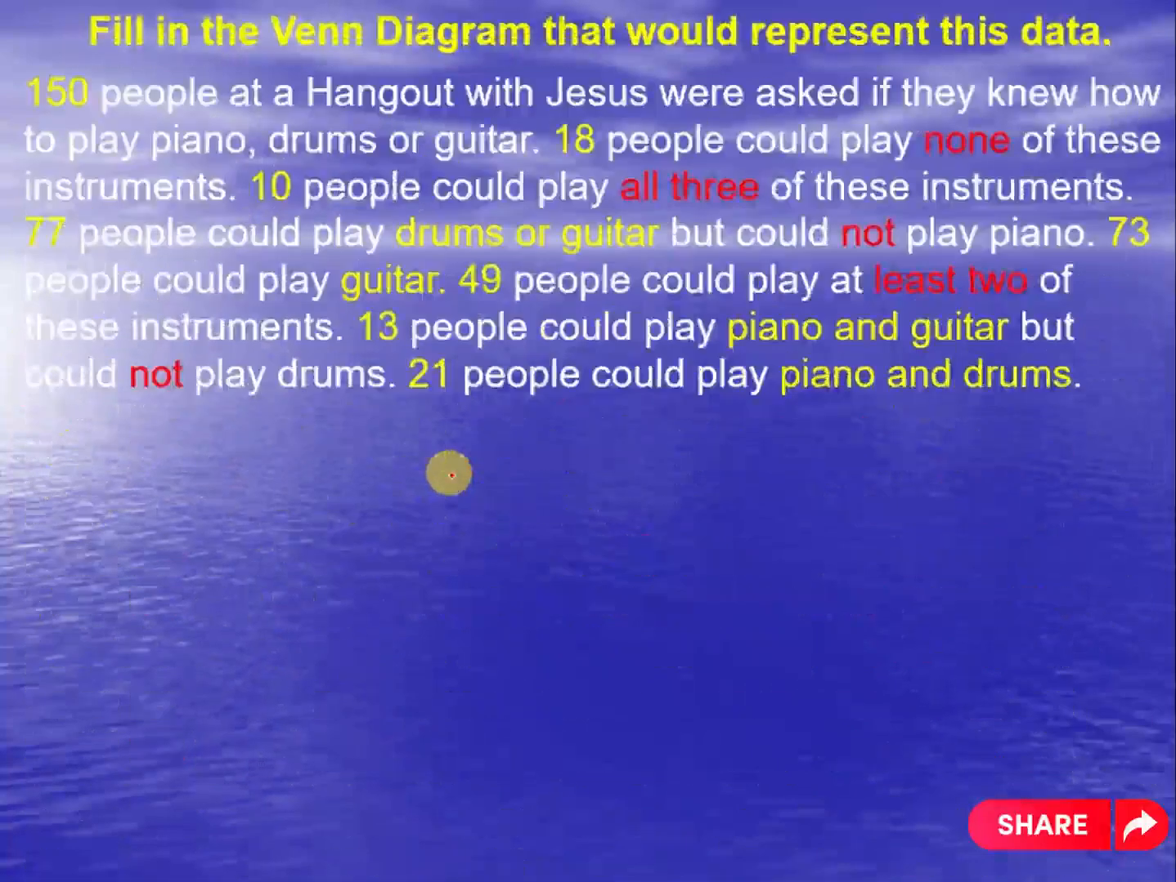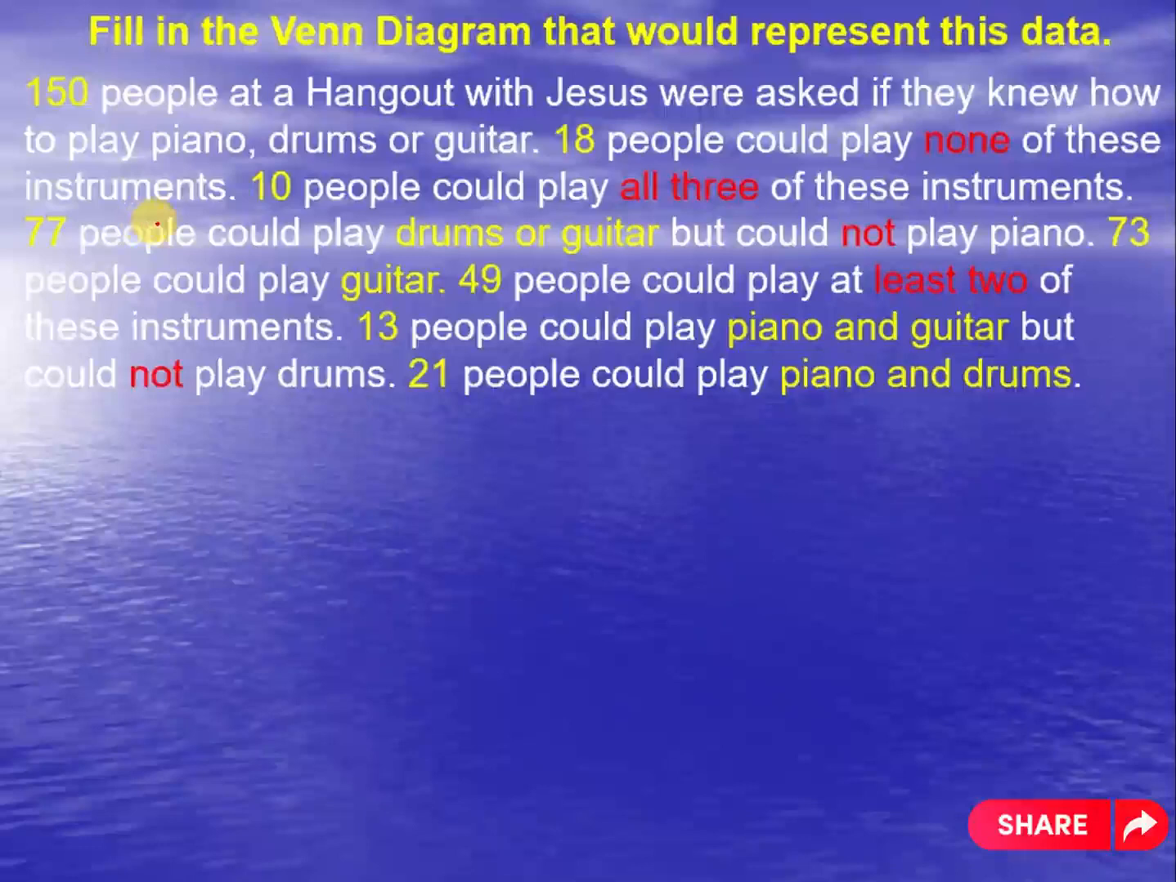The next one we're going to look at is saying that 150 people at a hangout with Jesus were asked if they knew how to play piano, drums, or guitar. Look at this. How many sets do we have? We have piano, drums, and guitar. So it means there are 3. So we have a 3-set problem. So 18 people could play none of these instruments. 10 people could play all 3. So just be outlining them as I read.